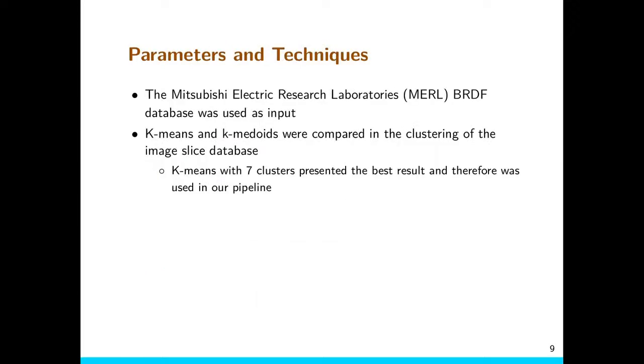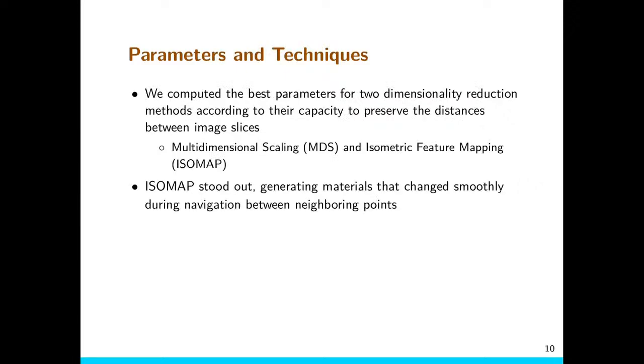The Mitsubishi Electric Research Laboratories BRDF database was used as input. K-means and another clustering method were compared on the Mitsubishi database clusters. K-means, with 7 clusters, presented the best result and therefore was used in our pipeline. We computed the best parameters for 2-dimensional reduction methods, multidimensional scaling and isometric feature map, according to the capacity to preserve the distance between image slices.